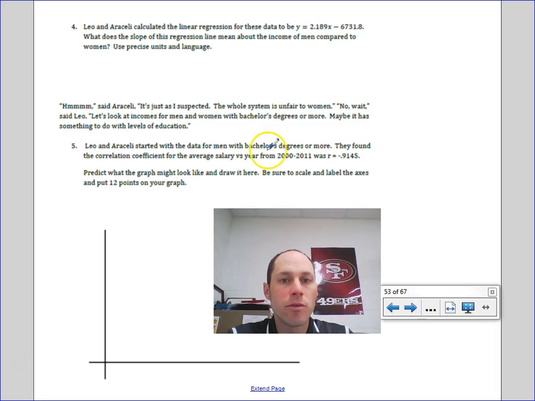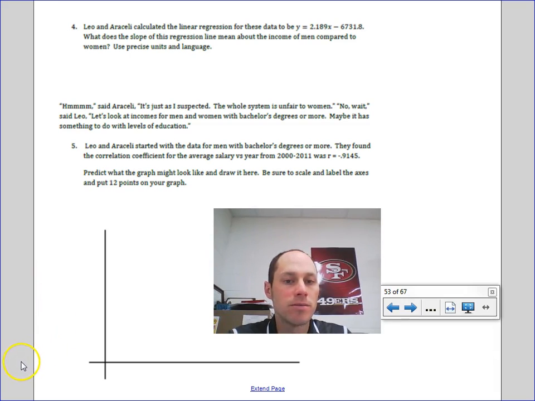And they started with the data for men with bachelor's degrees or more. They found the correlation coefficient for the average salary versus year was R equals negative 0.9145. So predict what the graph would look like. Draw a sample graph. Label your scale on axes and put about 12 points on your graph. So when you're ready to see what I had for questions 4 and 5, you can restart the video.